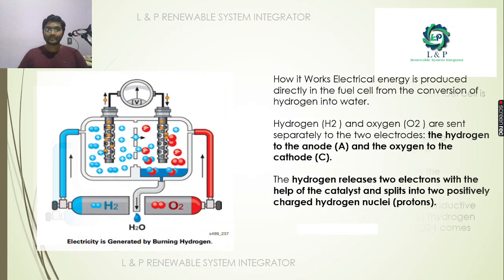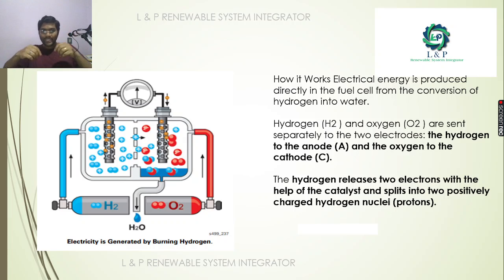So how it works, we have hydrogen inside the cylinders. Oxygen it will take from the atmosphere, or we can fill inside the cylinders as well. So what it will do, it will take hydrogen to the anode side and oxygen to the cathode side. So the hydrogen, once it comes in contact with these positions, the anode and the cathode side positions.